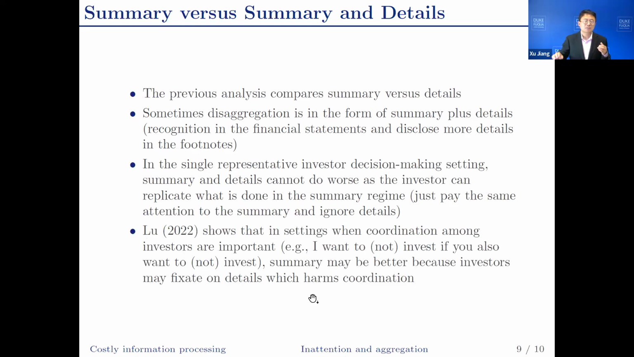However, Lu's paper shows that when you consider coordination among investors, so for example, if you are going to invest, I also want to invest. If you don't want to invest, I also don't want to invest. So this coordination means that we want to take the same actions together. In those settings, summary might be better than summary and details, because when you have both summary and details, investors may fixate on details because details provide more precise information. But fixating on details could harm coordination.